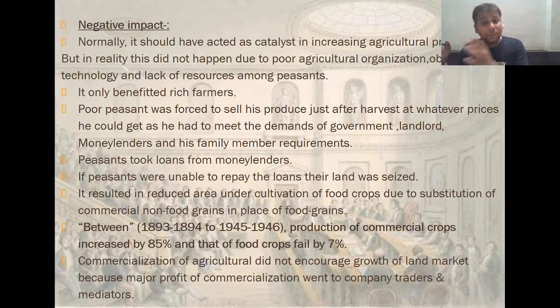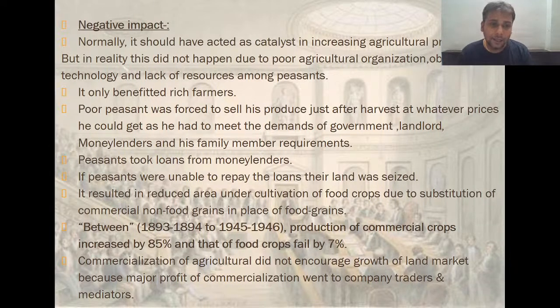Isn't that so? And suppose there is another rich farmer who has 50 acres of land. He has to pay the same amount of money as a tax. He does not need to pay any money to the money lender. Now he can invest more money on his land. Isn't that so? And if he's investing more money on his land, automatically the productivity of the soil will increase. And if the productivity of the soil is increasing, obviously he's going to get good returns from that. So it only benefited the rich peasants.